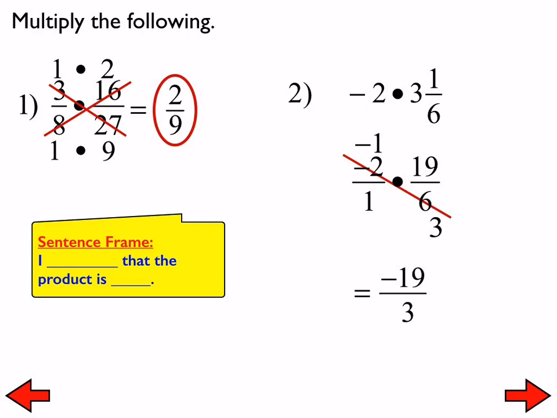That's improper. We need to turn that into a mixed number. 3 goes into 19 6 times with a remainder of 1. So therefore, I believe that the product is negative 6 and 1/3. Now, go ahead and do number 3 and number 4, and then we'll shoulder partner both of those.